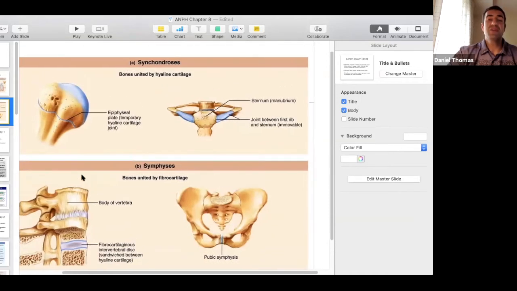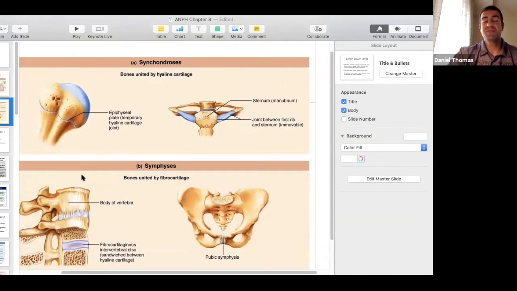Now the next joint is called the synchondroses. This is attached by a type of cartilage called hyaline cartilage. This cartilage is not really designed for give. It's mainly immobile. The first example here is what's called the growth plate, also known as the epiphyseal plate. This is considered a joint because it fits the classification: two bones connected by some sort of tissue. So expansion can occur in this joint.